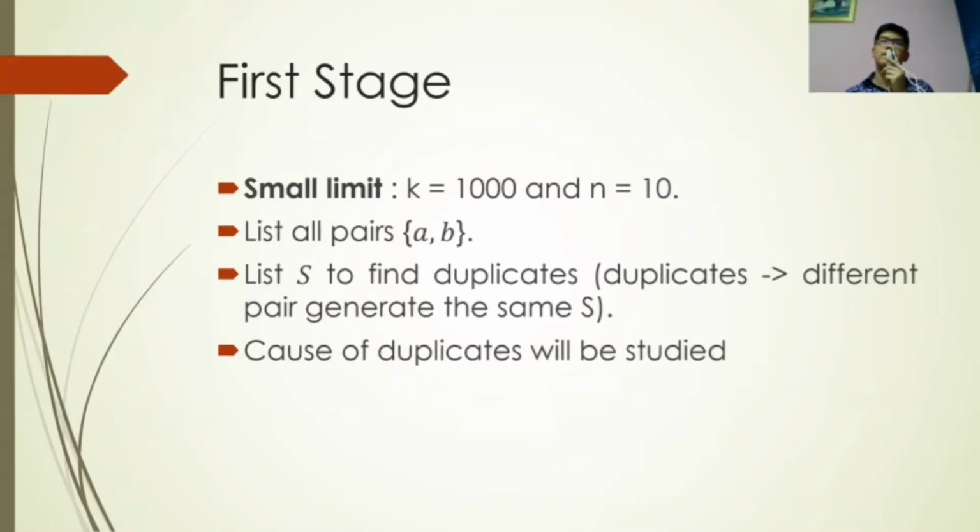So in the first stage, it has been tried for a small upper limit for k and n, in which k equals 1000 and n equals 10. And then we list all pairs of a and b. After that, we list s to find duplicates, where duplicates here is the different pair which generate the same s. And then the cause of duplicates will be studied.